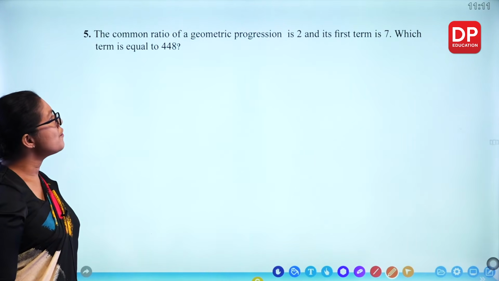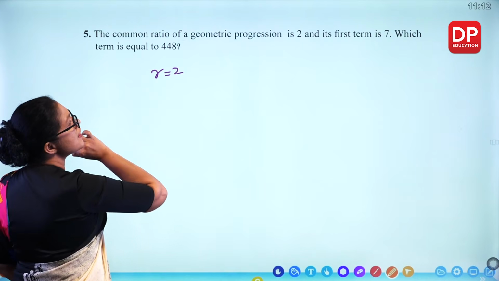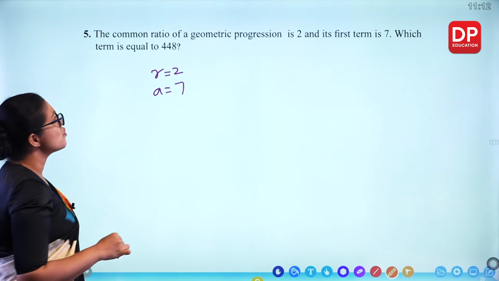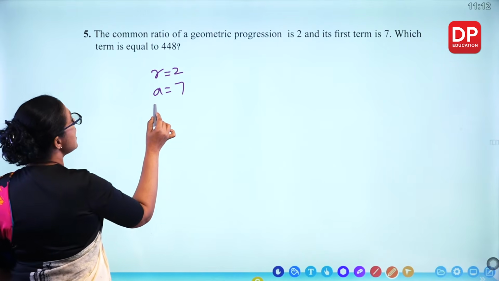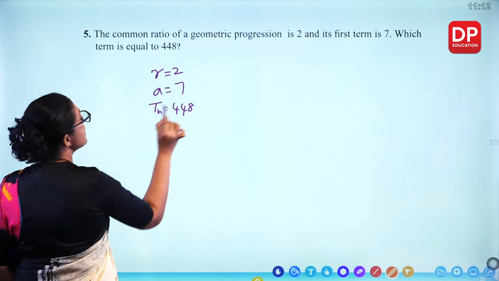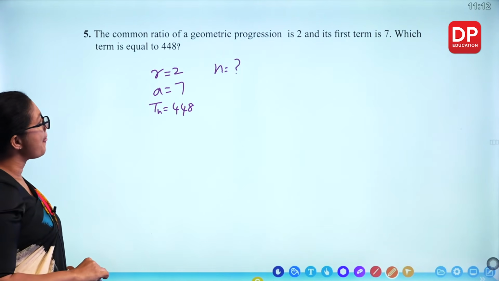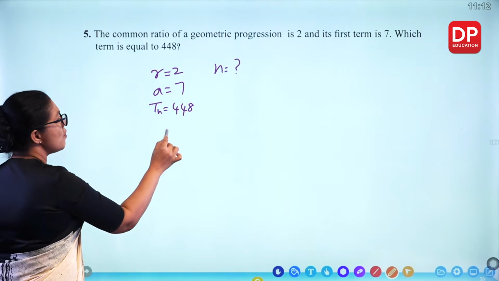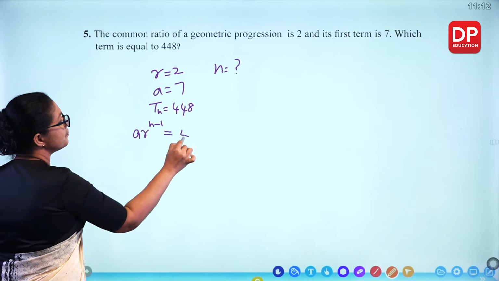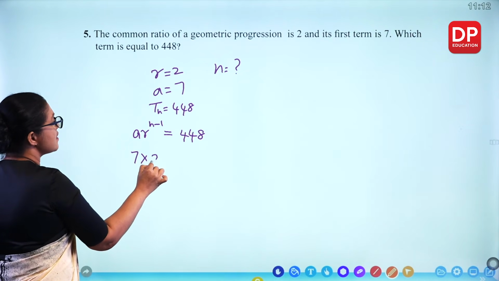Next one. The common ratio of a geometric progression is 2. And the first term is 7. Which term is equal to 448? So Tn is given 448. So you are asked to find out n. Now use the formula. What is Tn? ar to the power n minus 1. a is given 7, r is given 2.